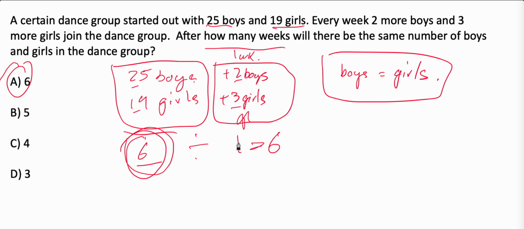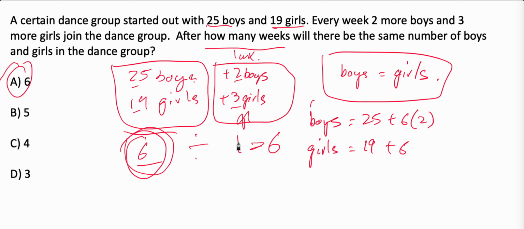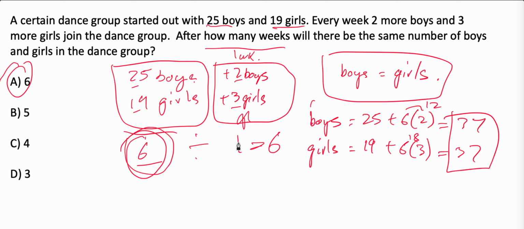So if we want to test it out, for boys, after 6 weeks, you have 25 plus 6 times 2. And then girls, same thing: your starting point is 19 plus 6 times 3. So here it is 12, so that's 37. Here it is 18, so 19 plus 18, also 37. That's when these are equal. So that's how you do these kinds of problems.